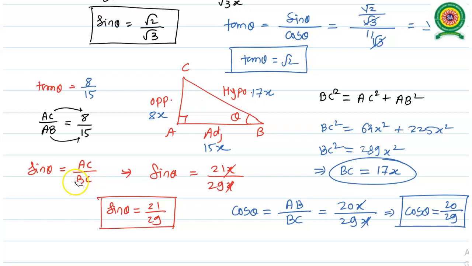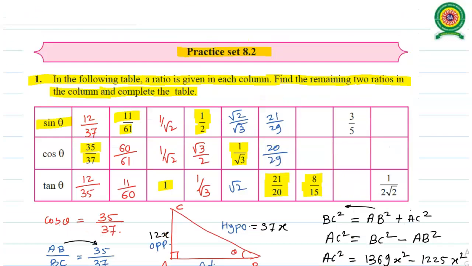Now to evaluate sine theta, the opposite side is 8x and the hypotenuse is 17x. X gets cancelled, so sine of theta is 8 divided by 17. To evaluate cos theta, we have the adjacent side upon the hypotenuse, that is 15x divided by 17x, x gets cancelled, so cos theta is 15 divided by 17. So sin theta is 8 by 17 and cos theta is 15 divided by 17. Look at the next column, where sin theta is 3 by 5.